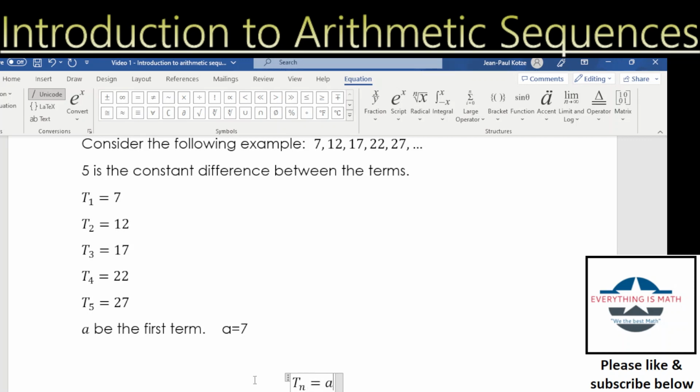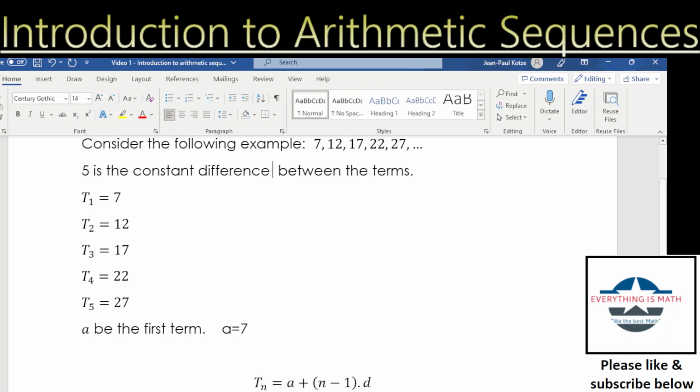So this formula over here is called the general term. Tn is basically a value. Like the 7, that's T1, right? So T1 or the 12 or the 17, those numbers can go here. And then the a is your first number, that's 7, and then the d is your difference. So the constant difference, we're going to call that d. In this example, what is d? We say d equals 5, but not capital D, little d.